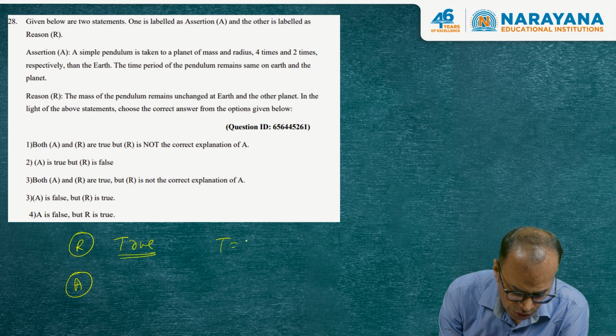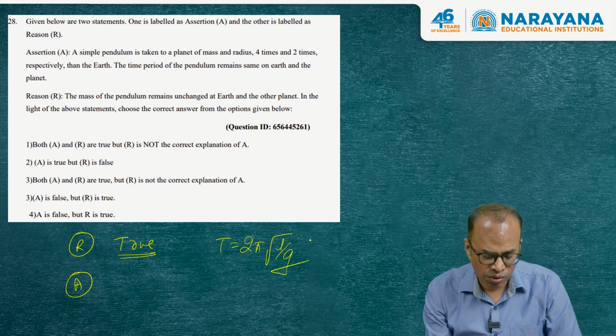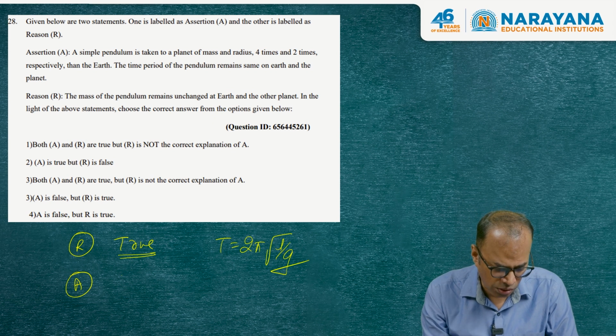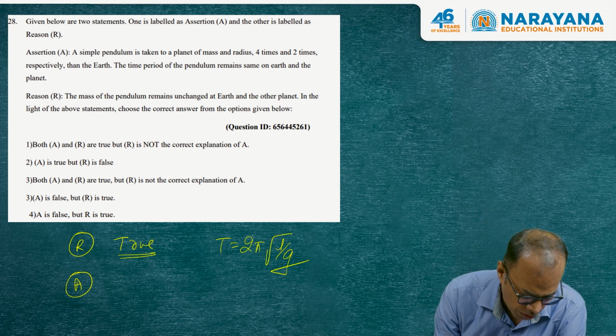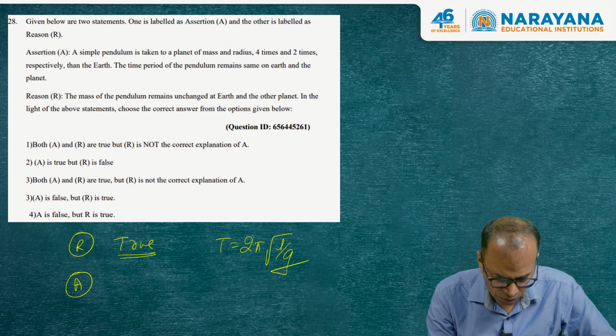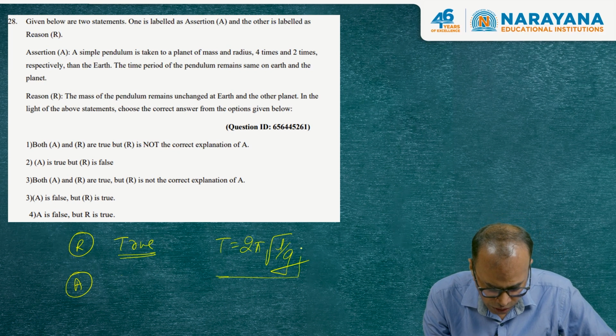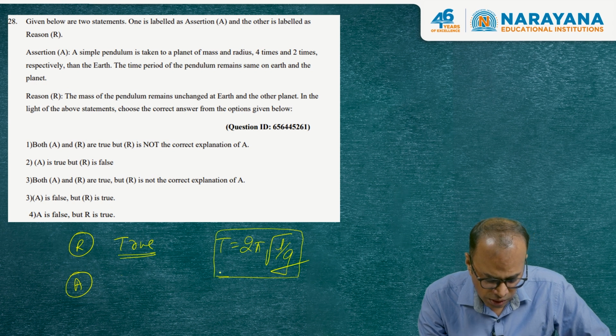Time period is 2π√(L/g). So time period does not depend on the mass. So reason cannot explain the assertion. That is for sure. Now the only thing that needs to be verified is whether the assertion is true or false. So the same pendulum has been shifted from Earth to the other planet.